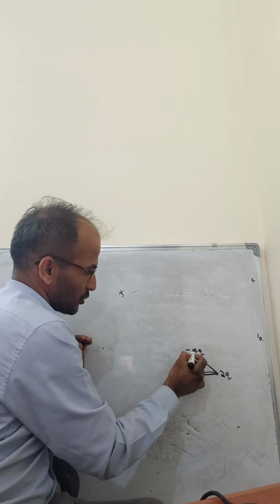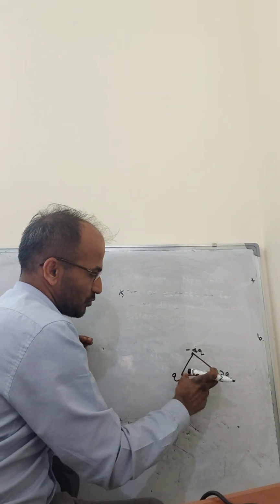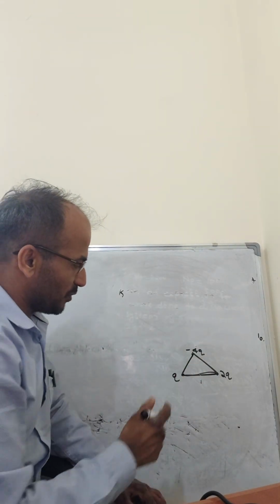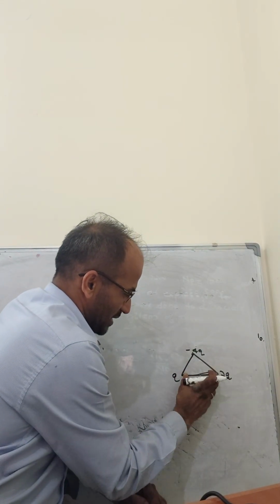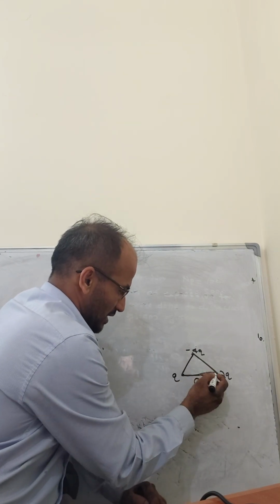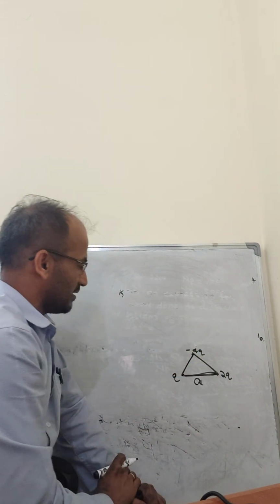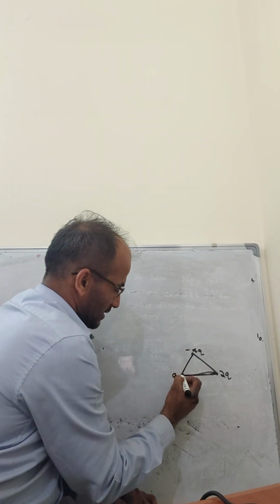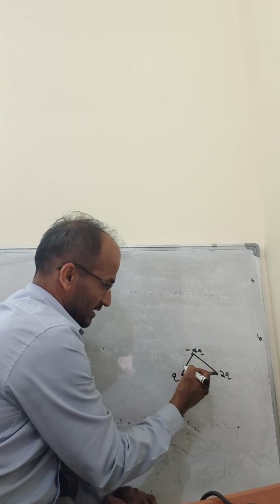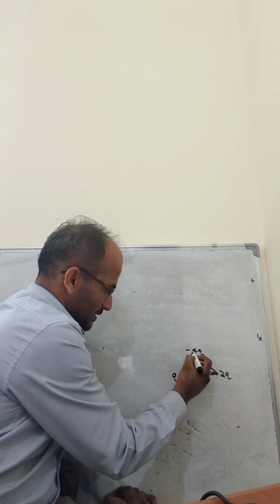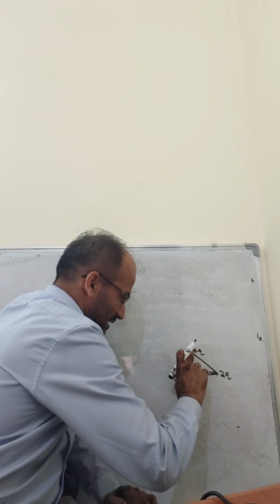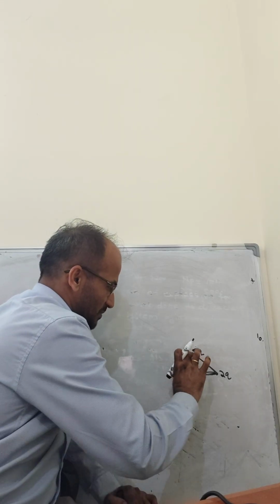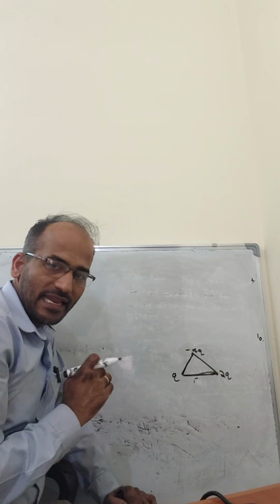K into Q1 Q2 by this distance plus K into Q1 Q2 by this distance plus K into Q1 Q2 by this distance. Suppose this distance is A. I mean this is an equilateral triangle, so let's take the distance of one side as A. Then this is the total energy required to make the system. So how much energy is required to bring these charges here, here and here? Find the potential energy between this and this, this and this, and this and this, and add them.